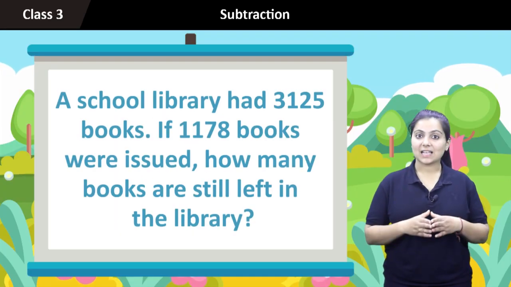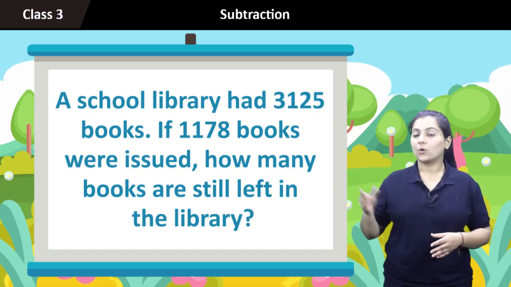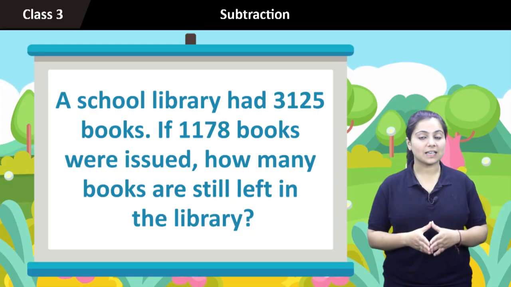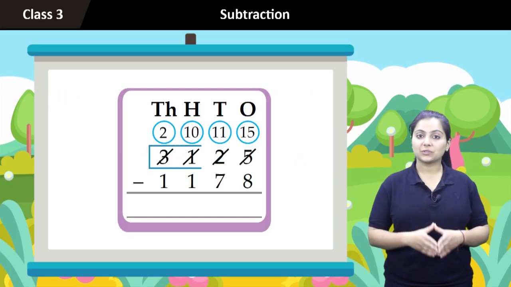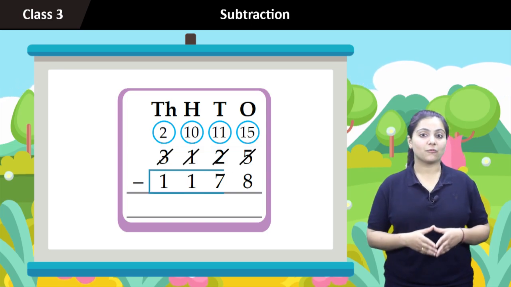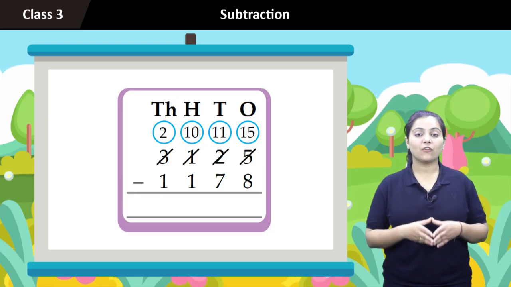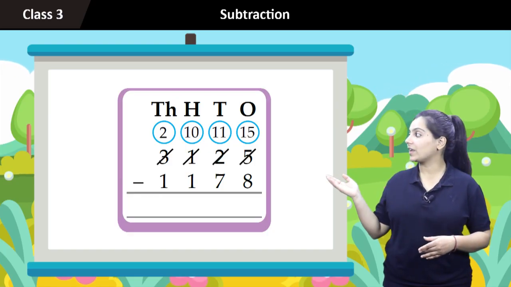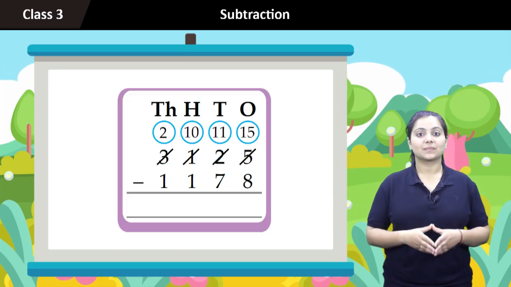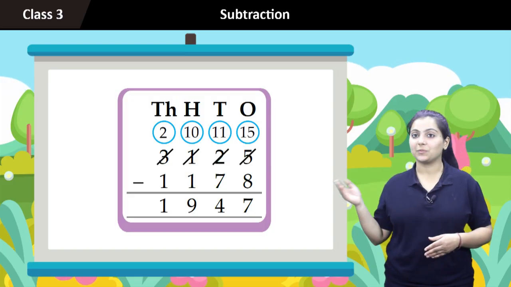Example 3. A school library has 3125 books. If 1178 books were issued, how many books are still left in the library? Total number of books: 3125. Number of books issued: 1178. Number of books left: 3125 minus 1178. Thus, 1947 books were left in the library.